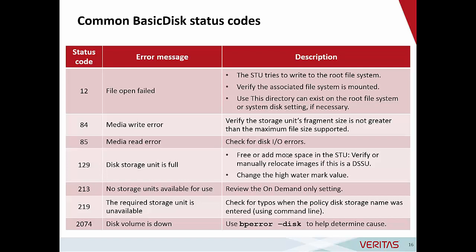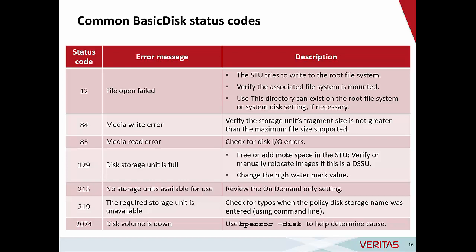Back in the old days when we used to have the 2 gig file size limit on some file systems, that used to happen kind of frequently. Nowadays, most file systems support pretty big file sizes, so it's less likely that that's the issue, but it's something to always consider. The storage code 129, the disk storage unit is full, is very specific. You've got a full disk, and that's why the backup is failing.